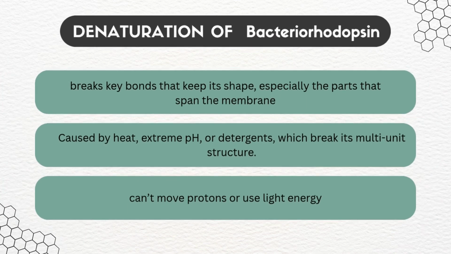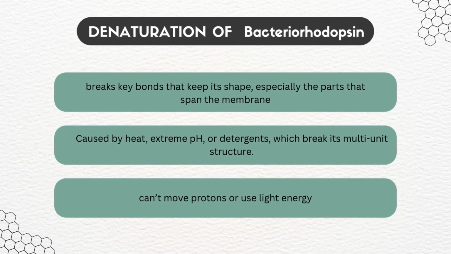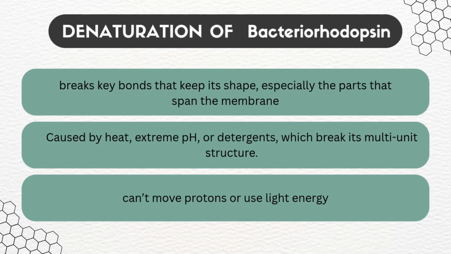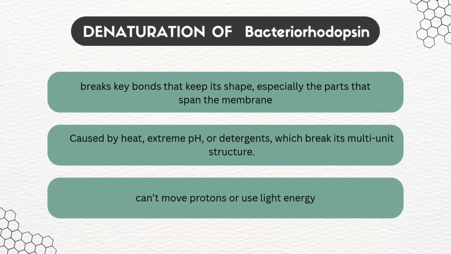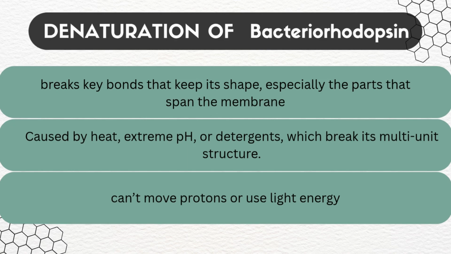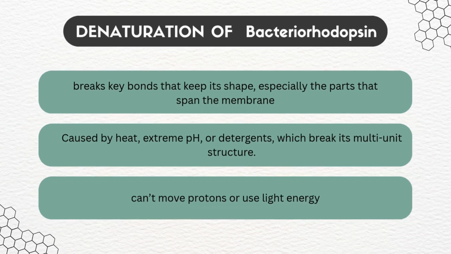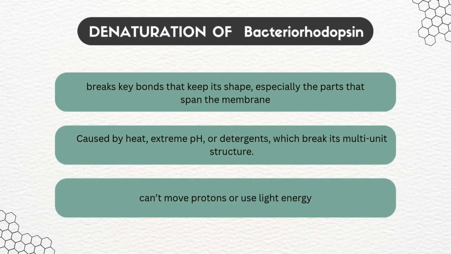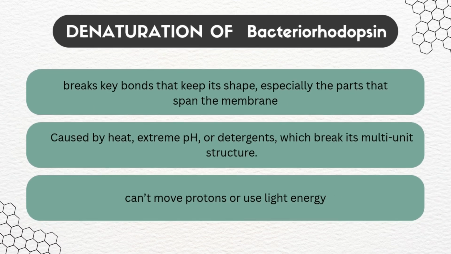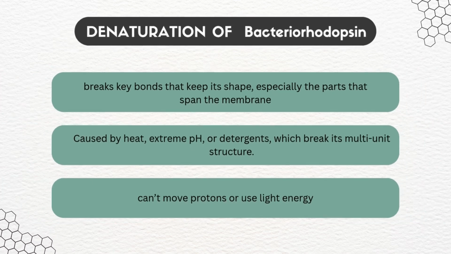Lastly, the denaturation of bacteriorhodopsin can break key bonds that keep its shape, especially the parts that span the membrane. This can be caused by heat, extreme pH, or detergents, which can break its multi-unit structure. When denatured, it can't move protons or use light energy, so it loses its main function.